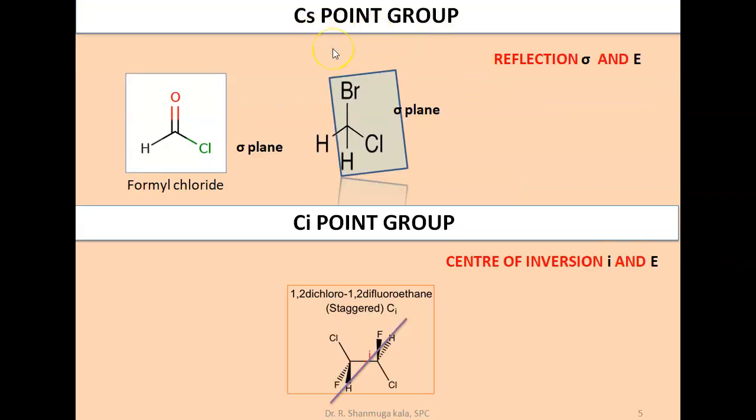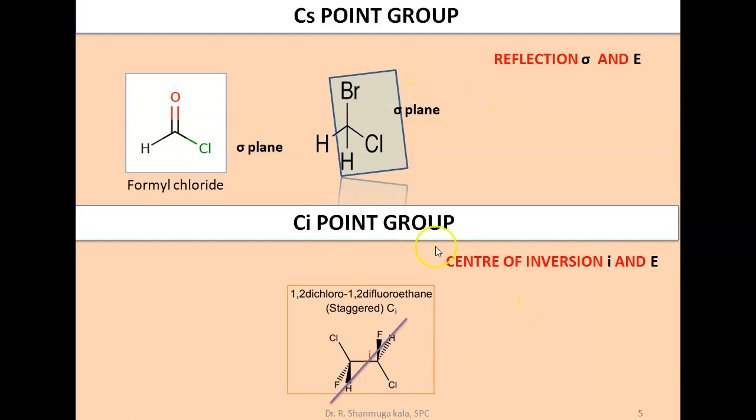And the next one, the Cs point group. Molecules have a reflection plane and identity. So along with identity, if we can find a reflection plane in a molecule, then it has the Cs point group. Two examples are given. One is formyl chloride, and here we could not find any symmetry like a rotation, but the reflection about the plane of the molecule is a sigma plane. And in this case, the plane passes through bromine and chlorine, and these two hydrogens are exchanged or interchanged, and this is a sigma plane, hence the point group is Cs.